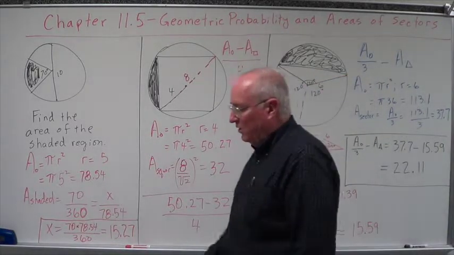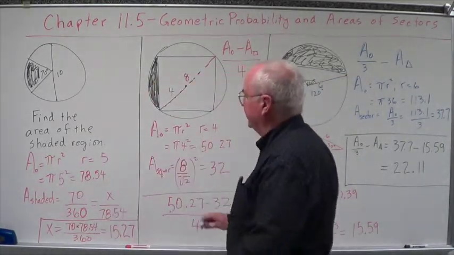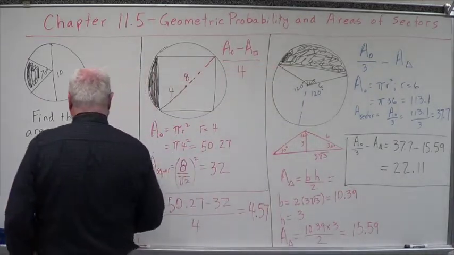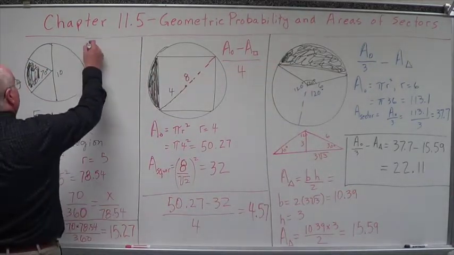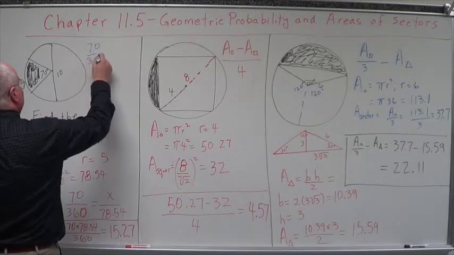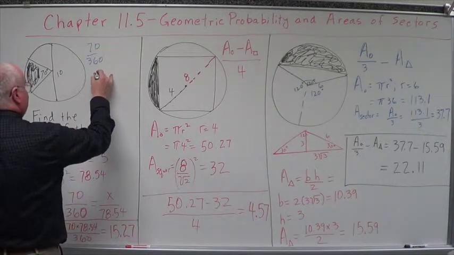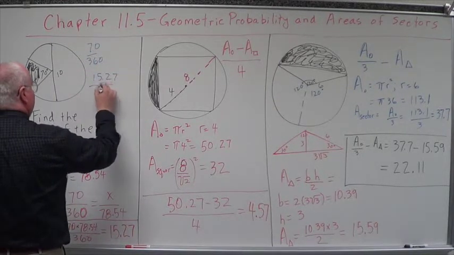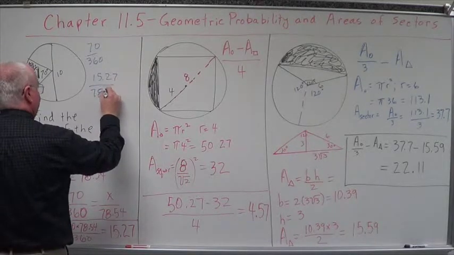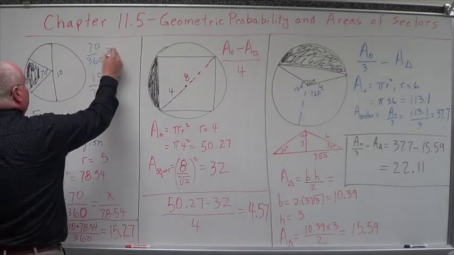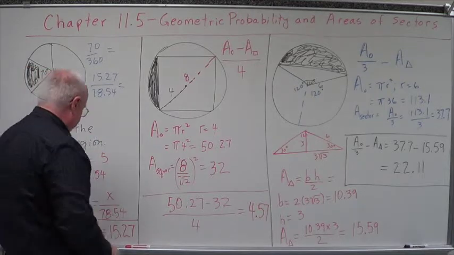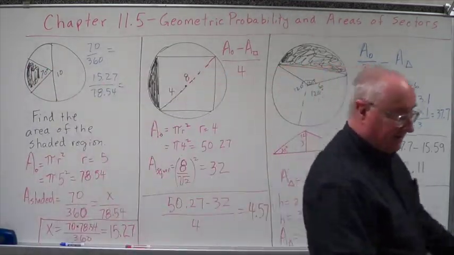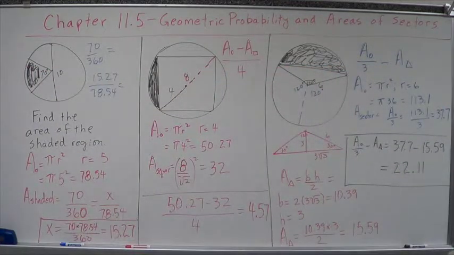Now, how in the world would we come up with a probability? Well, the probability would simply be 70 over 360, or 15.27 divided by 78.54. Now, they should come up with the same number, shouldn't they? If we did our work right. If they don't, well, we start over. I don't want to do that.